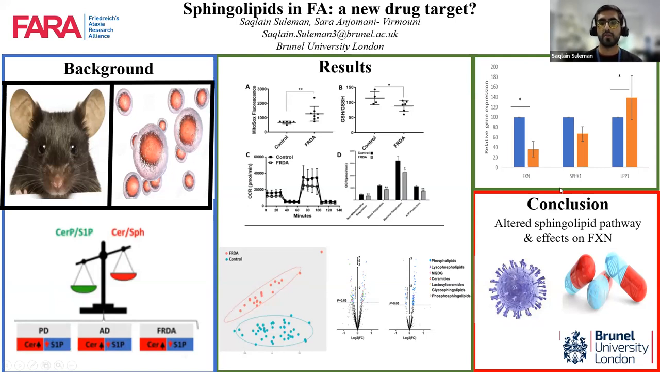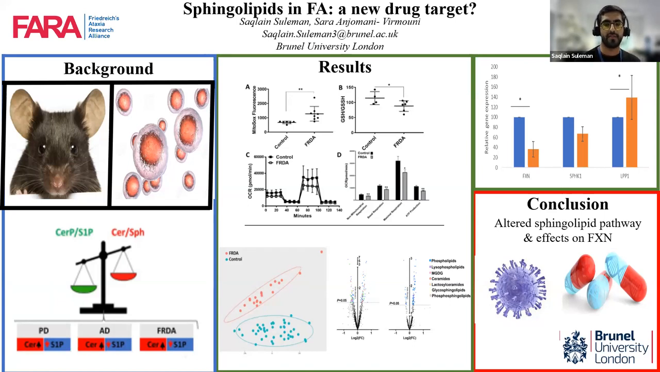And when we looked further at this, we then validated that at a physiological level. So then we moved on to looking at the gene expression of these specific targets. And here we could see that in patient cells, the level of expression of particular genes involved in this sphingolipid pathway are differentially regulated compared to the healthy control.